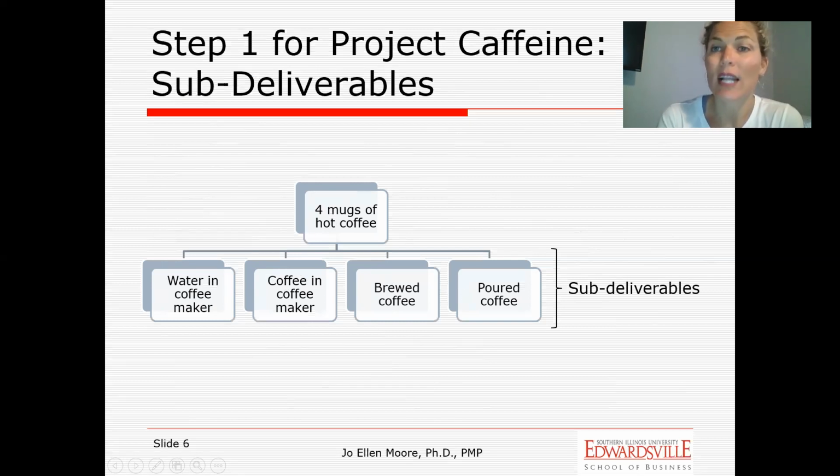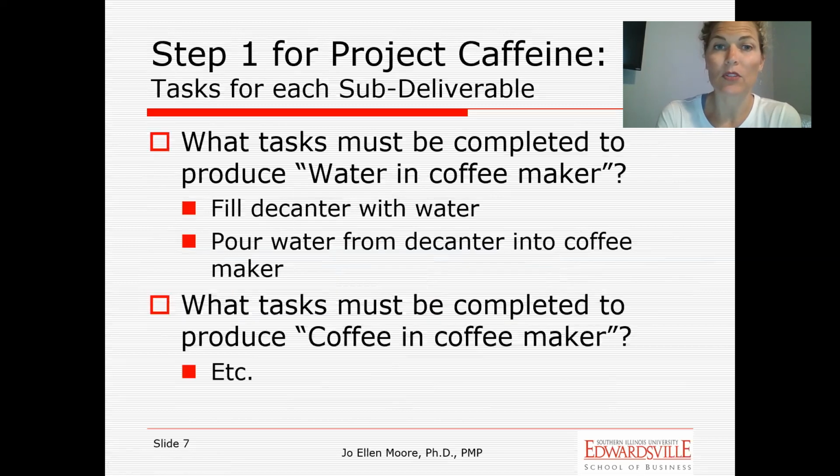Once we identify what those sub-deliverables are, the next thing is to look at the different tasks for each of those sub-deliverables. You can see some of the questions on the screen. What task must be completed to produce water in the coffee maker? That was one of our sub-deliverables. We have to fill the decanter with water. We have to pour water from the decanter into the coffee maker. Those are the tasks, and once I do those 2 things, that sub-deliverable is done.